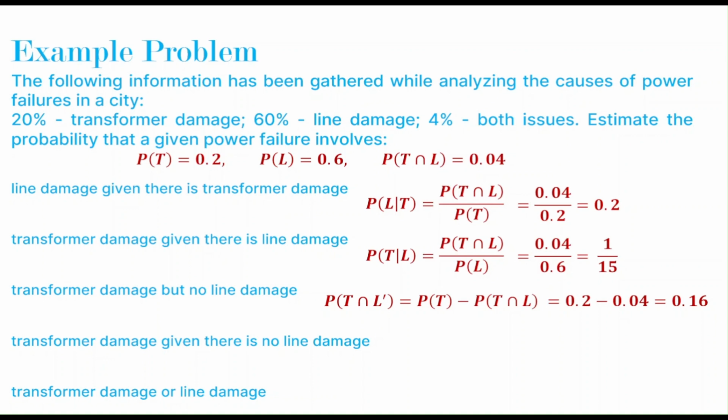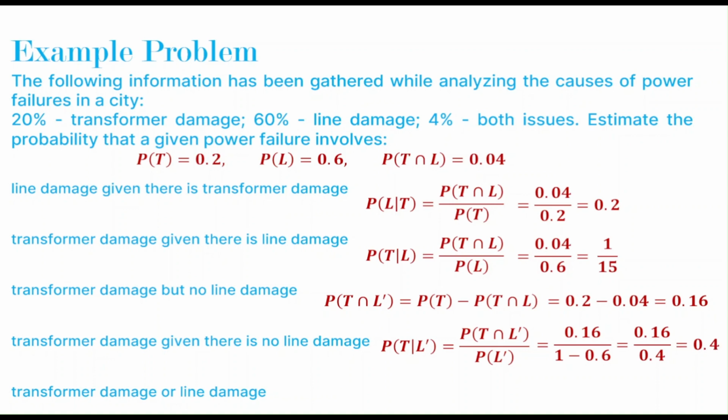Talking about the next one, it's now asking about the probability that the failure involves transformer damage, given there is no line damage. This can be solved just as our third problem, but this time we will take the ratio of T intersection not L, upon the probability of not L. And that will become 0.16 upon 1 minus 0.6, or 0.16 upon 0.4, which is equal to 0.4.